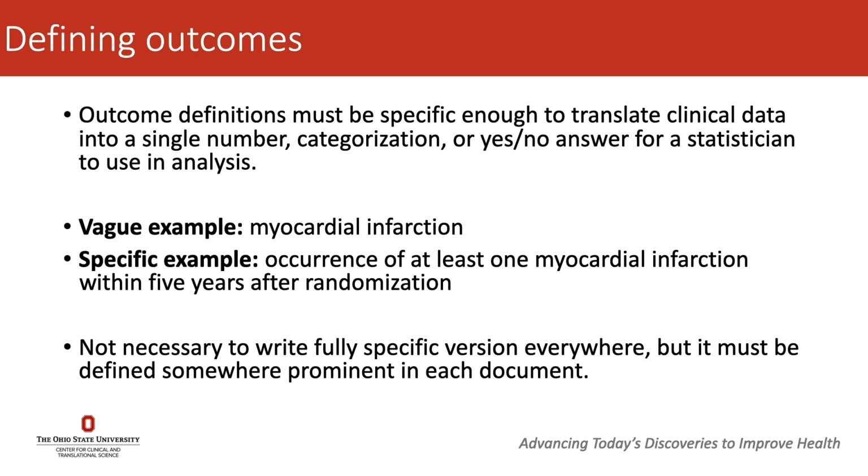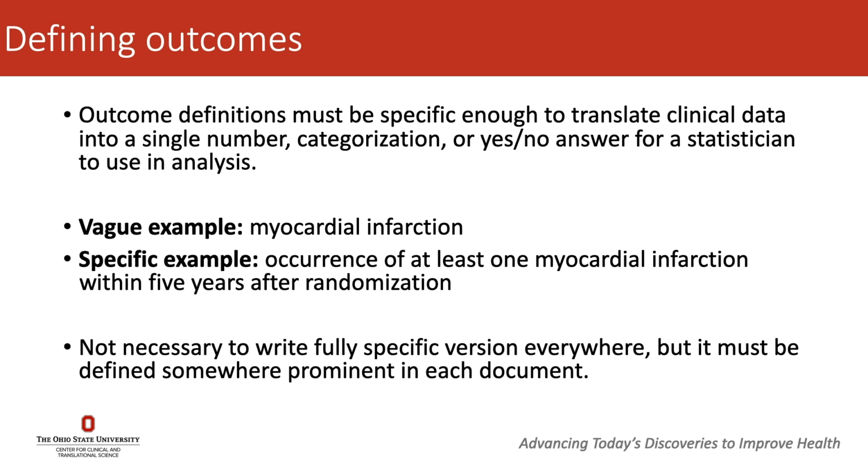Outcome definitions must be specific enough to translate clinical data into a single number, categorization, or yes/no answer for a statistician to use in analysis. An example of a vague outcome definition is just myocardial infarction. But which MIs count? Is there a time limit to follow-up? How do we treat multiple occurrences in a single patient? And are we interested in how long it takes, or just whether or not there is one?